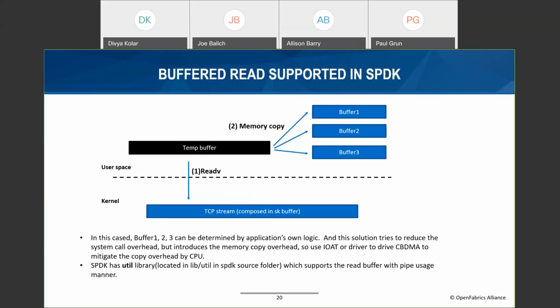But we think that if we want to efficiently use the kernel TCP stack, we need to reduce system call overhead. And in SPDK's solution, we find that this is very efficient. But definitely the memory copy can also be eliminated. For example, on Intel's platform, we can use the IOAT driver, that is CBDMA, to eliminate the memory copy by the CPU, and it will also improve the performance. Next page, please.